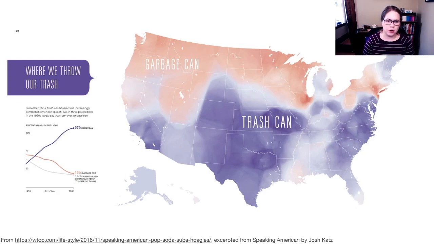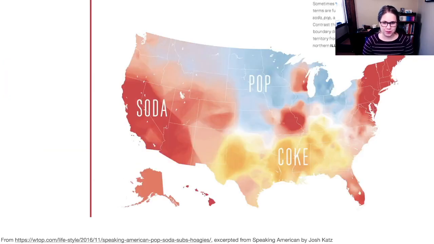So there are people who call this receptacle a garbage can, and those who call it a trash can, and you can see some regional variations. It's not just the north and the south. There are pockets all around that have different regionalisms. Similarly, we've got soda, pop, and Coke, and you can see kind of a heat map of sort of fading from soda to pop, from pop to soda, and then to Coke down in the south. So this would be a heat map.